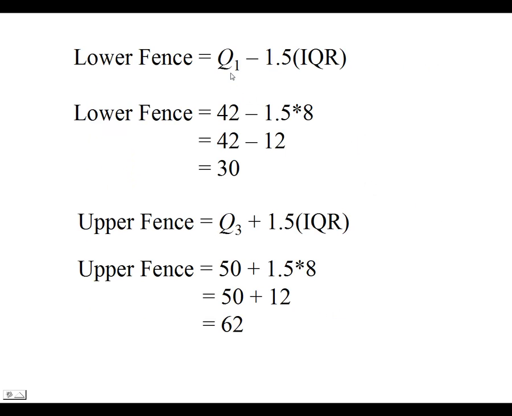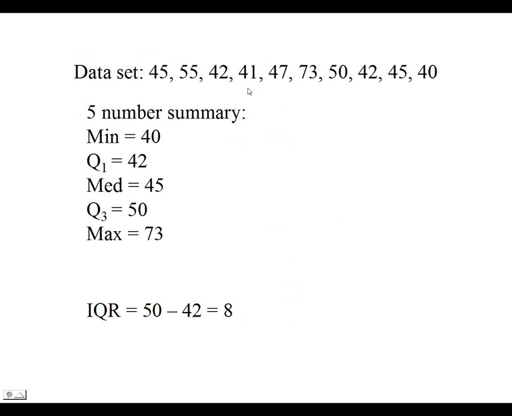Now, the lower fence formula is Q1 minus 1.5 times the IQR. We found our IQR to be 8, so it's going to be 42 minus 1.5 times 8, and that totals to 30. So any value in our data set that's below 30 would be considered an outlier. Similarly, the upper fence is the upper quartile, or Q3, plus 1.5 times the IQR, and as you can see, that calculates to 62. So any value of the data set that's above 62 is going to be considered an outlier. Now, looking at this data, we don't have any lower ones, but we do have one value that's above 62, and that is 73.